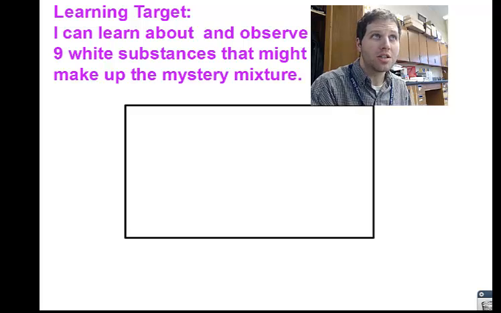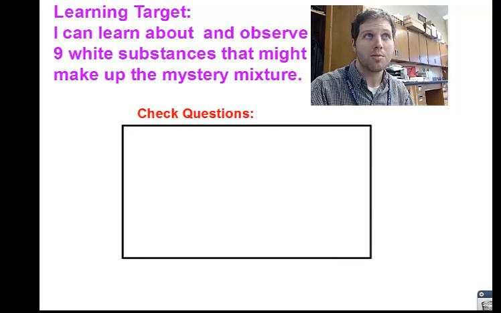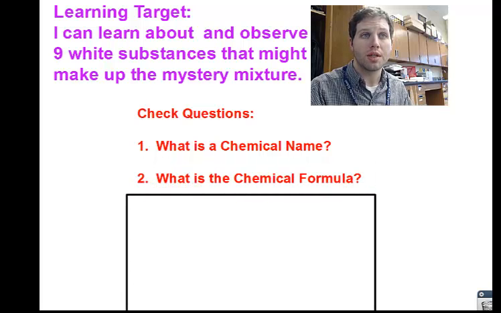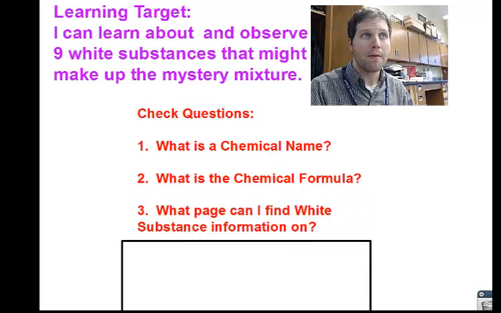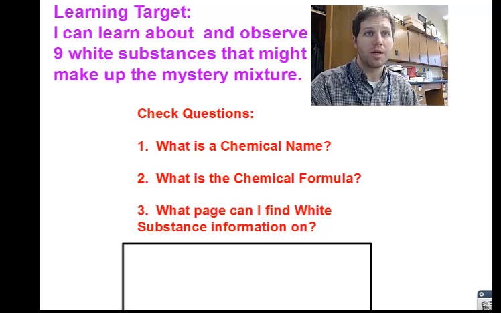Today's lesson's learning target is: I can learn about and observe 9 white substances that might make up the mystery mixture. By the end of today's lesson or video, you should be able to answer these 3 check questions. Number 1, what is a chemical name? Number 2, what is a chemical formula? And number 3, what page can I find white substance information on in my textbook? Please try to answer those questions at the end of this video and you'll be ready for the lab.